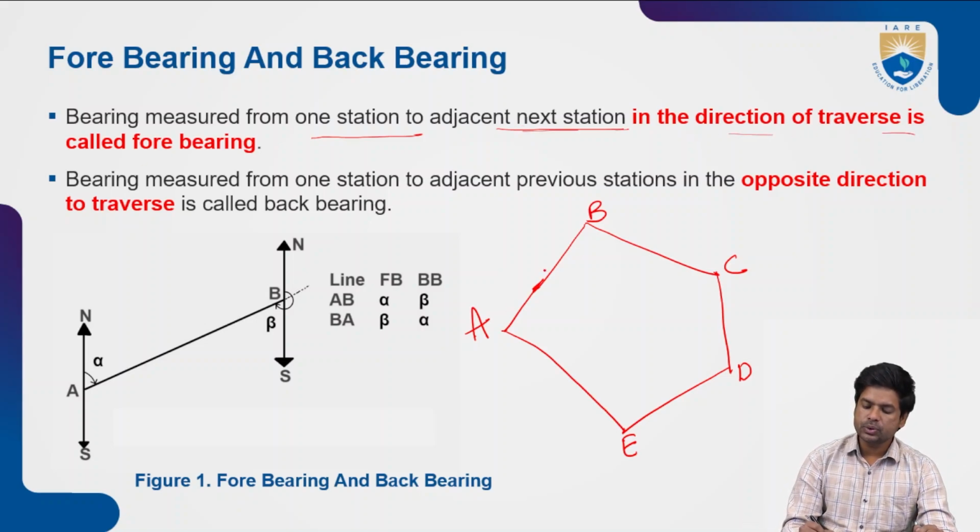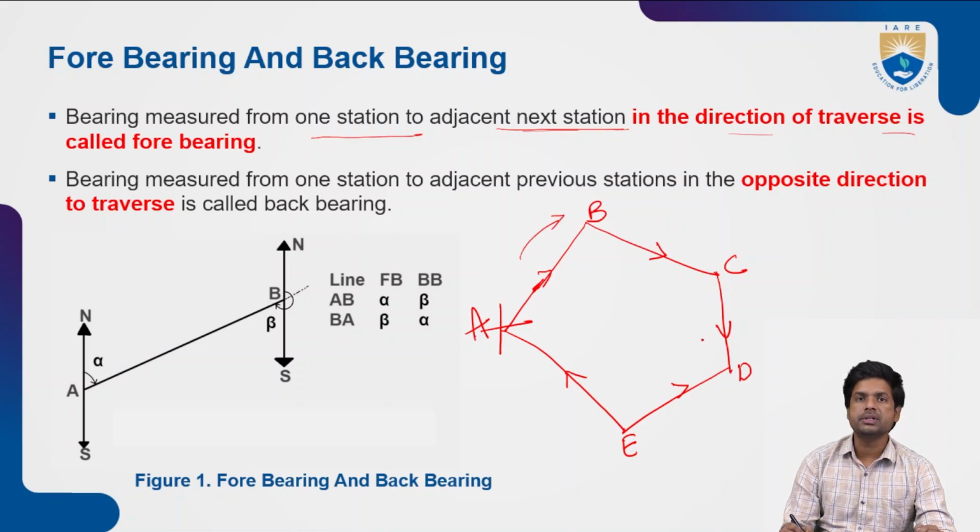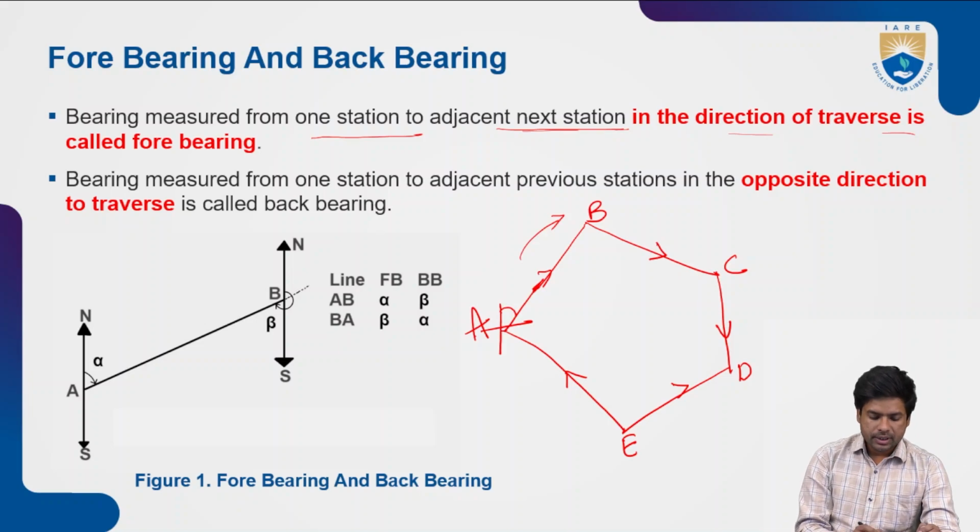Suppose you do the traversing in this direction, like A to B, B to C, C to D, D to E and E to A. It is the angle measured from one station to the next station in the direction of the traverse. In this direction, the horizontal angle measured between these two particular lines is called a bearing.